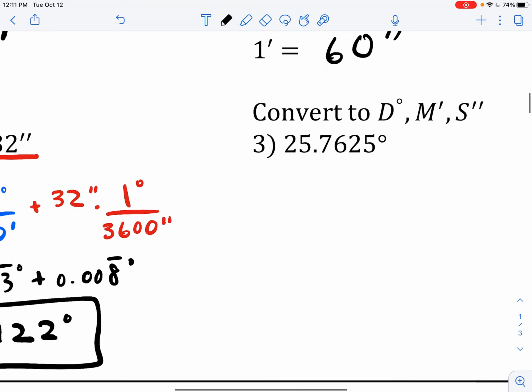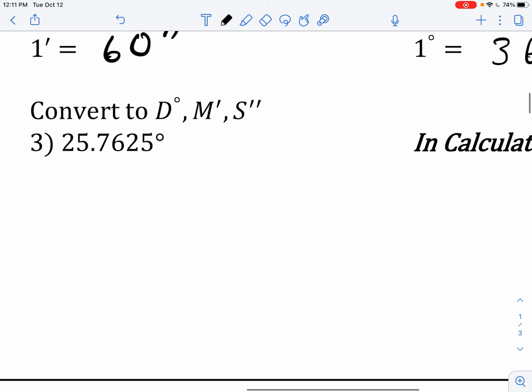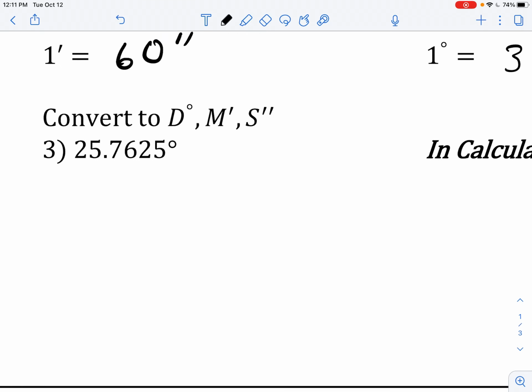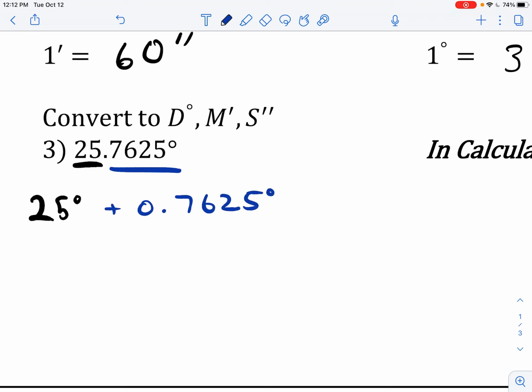All right, now let's go from degrees into degrees, minutes, and seconds. Let's take an angle that is given to us in just degrees, and convert it into degrees, minutes, and seconds, or DMS for short. So this 25 is just going to be 25 degrees. That's easy. Now let's take that 0.7625, and I'll use a different color for this. Let's take that 0.7625 degrees, and convert it into minutes.